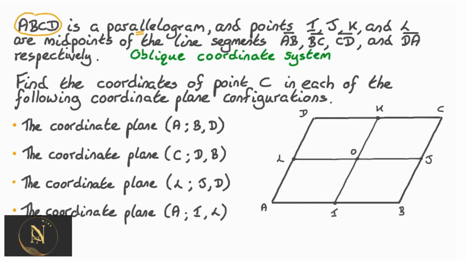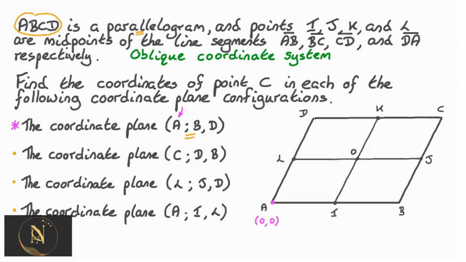Since ABCD is a parallelogram, we are dealing with an oblique coordinate system. And as such, all four coordinate planes we are asked to consider are oblique. We know this since the x and y axes of each plane are not perpendicular. In the first part of the question, we are asked to consider the coordinate plane ABD.